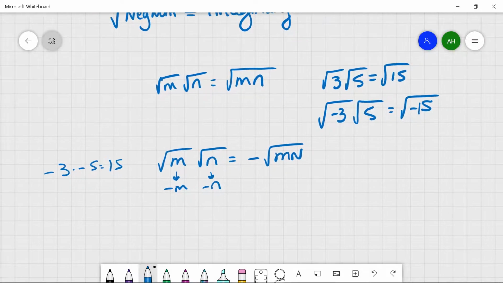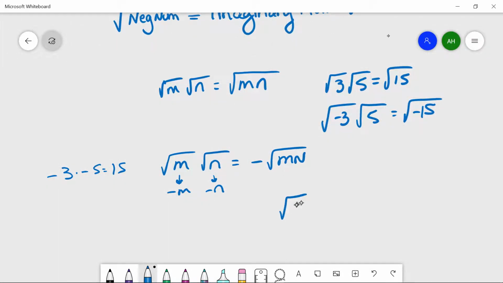We're going to put that opposite sign on the outside. So the square root of negative 2 times the square root of negative 4 is going to equal the opposite of the square root of 8. You see, so we're preserving our number sign. The negative sign is going to be on the outside.